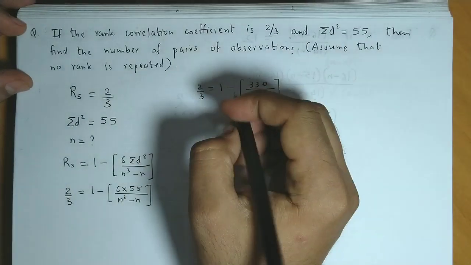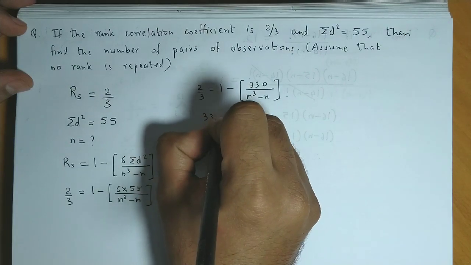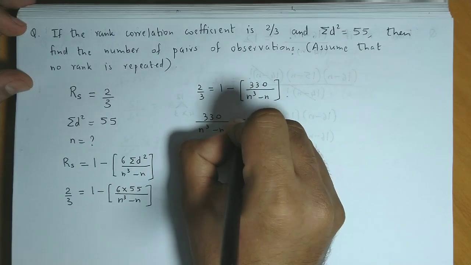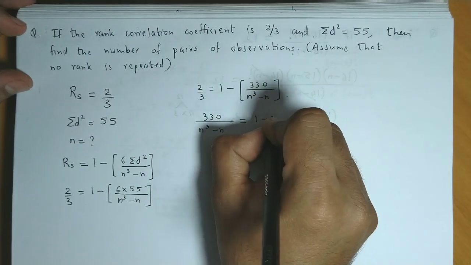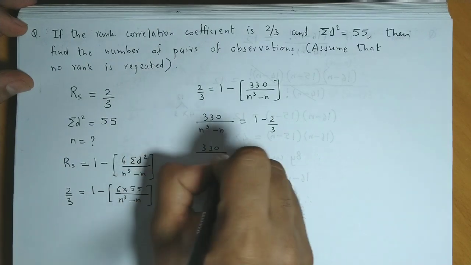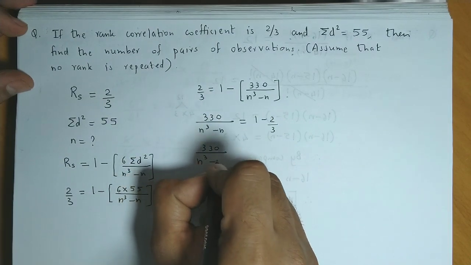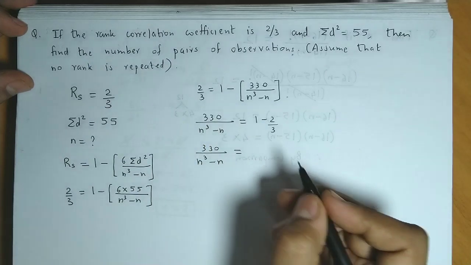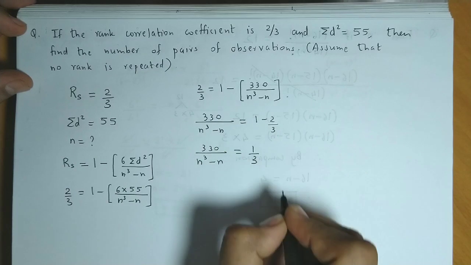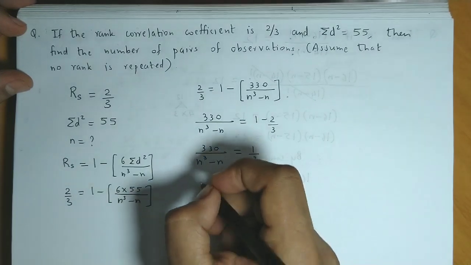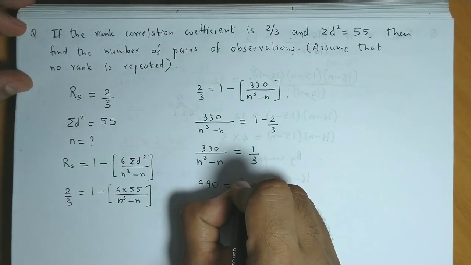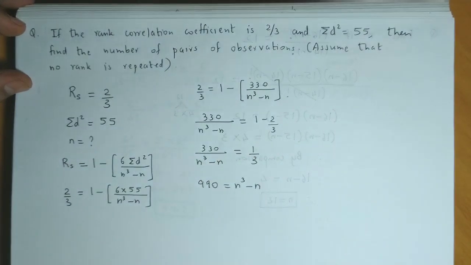Taking the n term onto the left hand side, so we have 330 upon n cube minus n equal to 1 minus 2 by 3. So 330 divided by n cube minus n is equal to 3 ones is 3 minus 2, so that becomes 1 by 3. Now if we cross multiply, we have 990 is equal to n cube minus n.